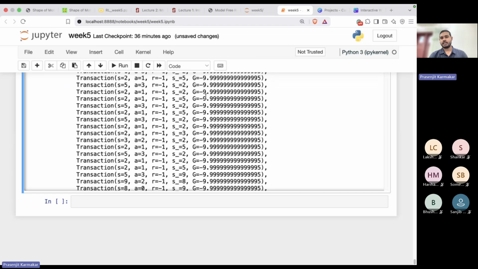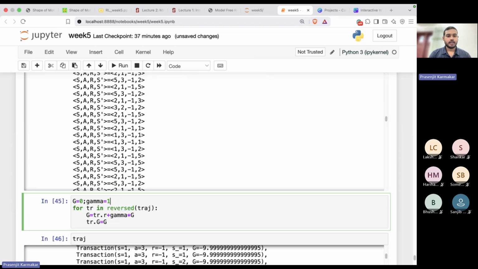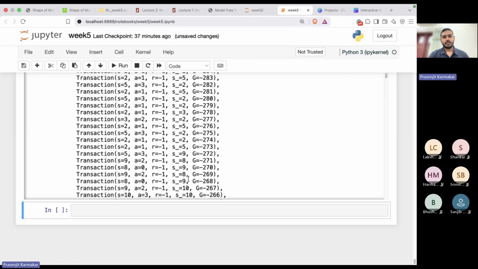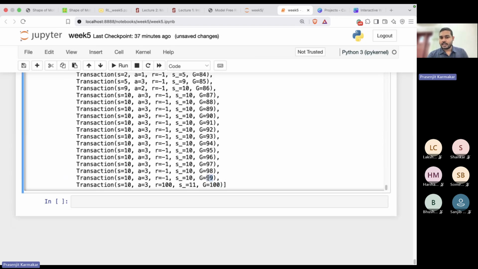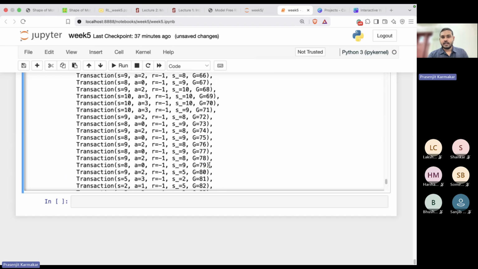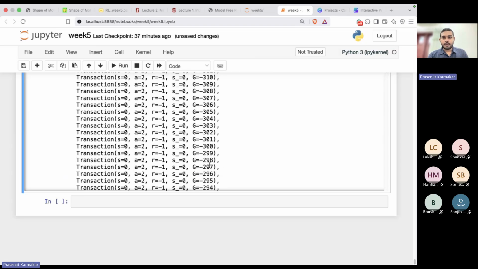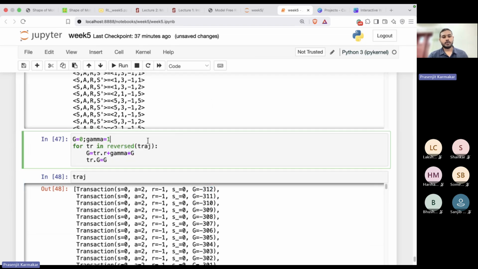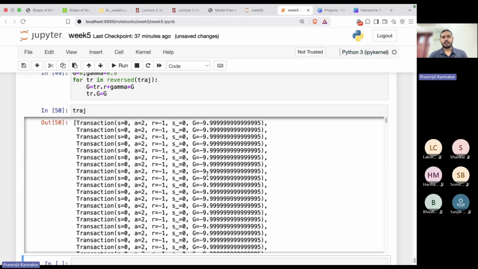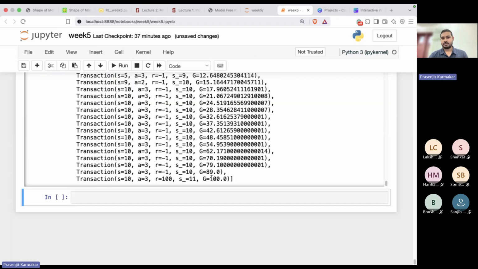The initial states have a minus reward, so we can actually set gamma to be 1 just to verify once. See, now it's something like this: 100, then the previous step has 99, then 98, 97, all the way back to minus 312. Now if I put gamma to be 0.9, that gives me a look-ahead of only 10 steps, so that's why my returns become something like this.